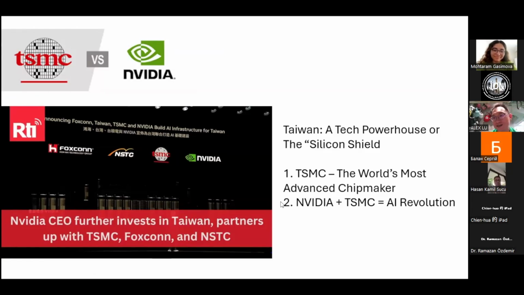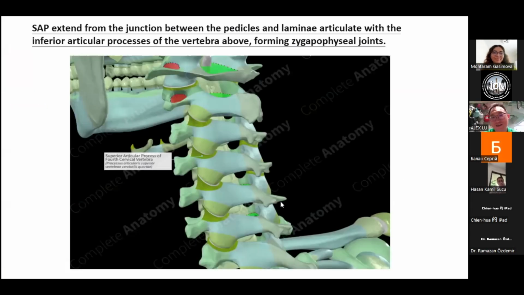Also, my university is China Medical University, but actually I study medical school in Taiwan. But in Taiwan, we have what we call the technology powerhouse, or Silicon Shield. We have TSMC and NVIDIA, so it's kind of a protection for Taiwan. So, coming back to my original topic.